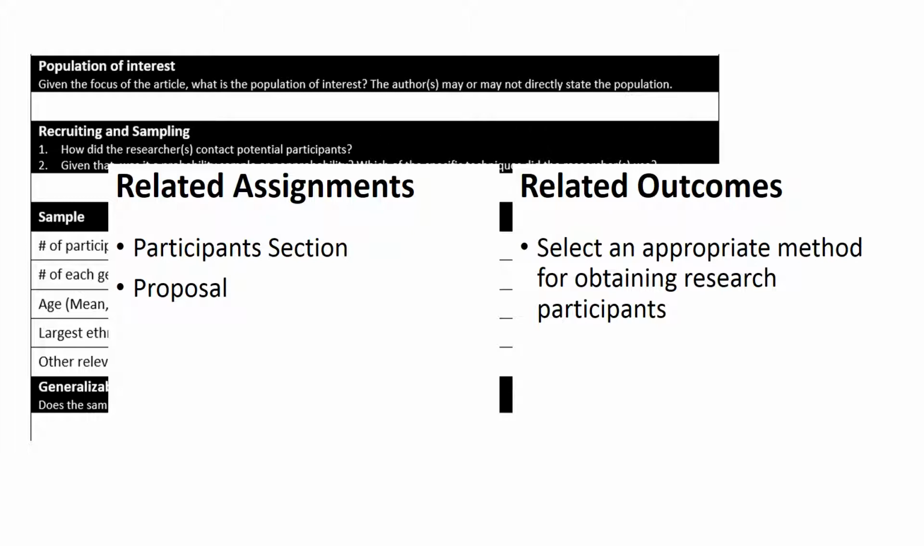Similarly, the sections of the worksheet about the population of participants help you think about the ways we obtain research participants. As you're locating the information about recruitment and the characteristics of the sample, you're reviewing examples of the participants section.